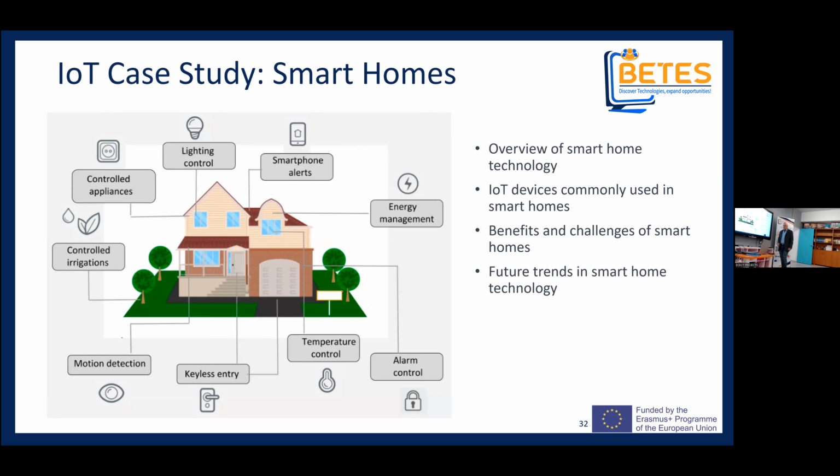For example, in a smart home, we have keyless entry. Imagine if this device was not secure. Or if someone could change the behavior of our motion detection. Or someone could stop the alerts on our smartphone.